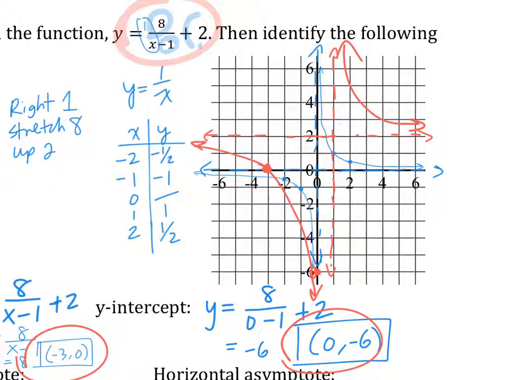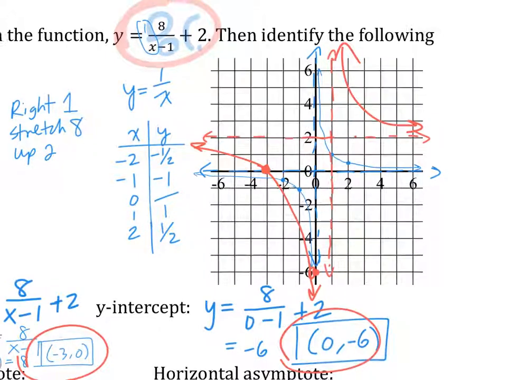Okay, graphing is the hardest part of this whole chapter. Let me know if you have any questions right now. Okay, summarizing this. 1 over x is the parent function. It always has two asymptotes: x equals 0, y equals 0. And then we're going to move things around based on the transformation, and then that's going to move the asymptotes. The asymptote always pulls the graph towards it and never crosses it.